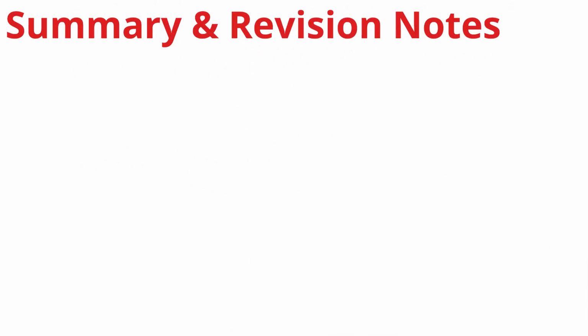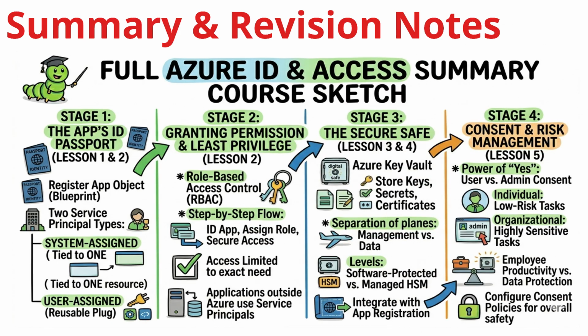Over the course of this journey, we covered how applications are secured in the Azure cloud. We first explored how every application started with a digital passport, its application object and service principal, which defined its unique identity. Next, we learned that having an ID wasn't enough. We implemented least privilege by assigning precise permissions using a system called Role-Based Access Control (RBAC). This ensured apps could only perform their specific jobs.